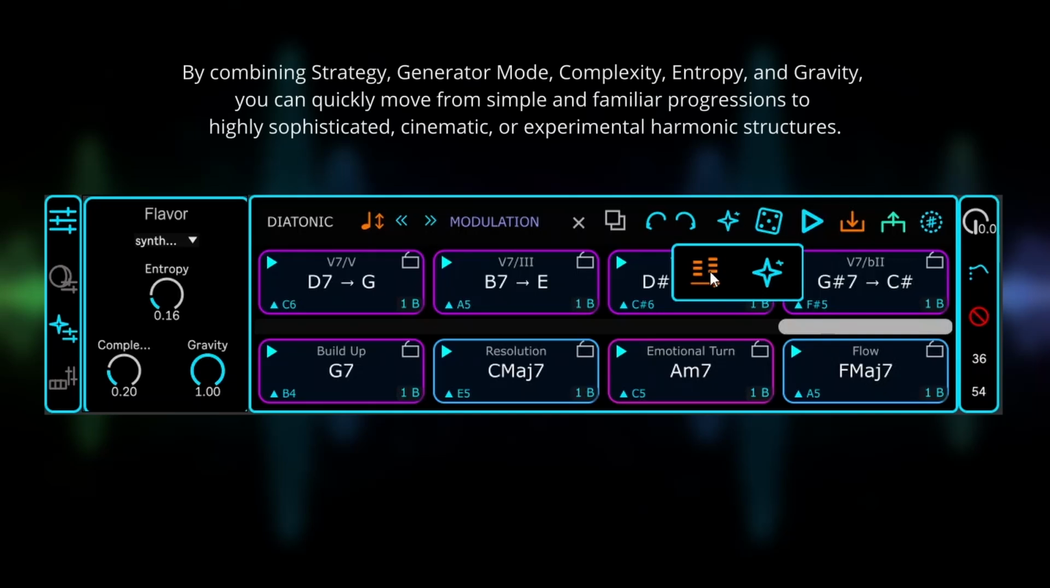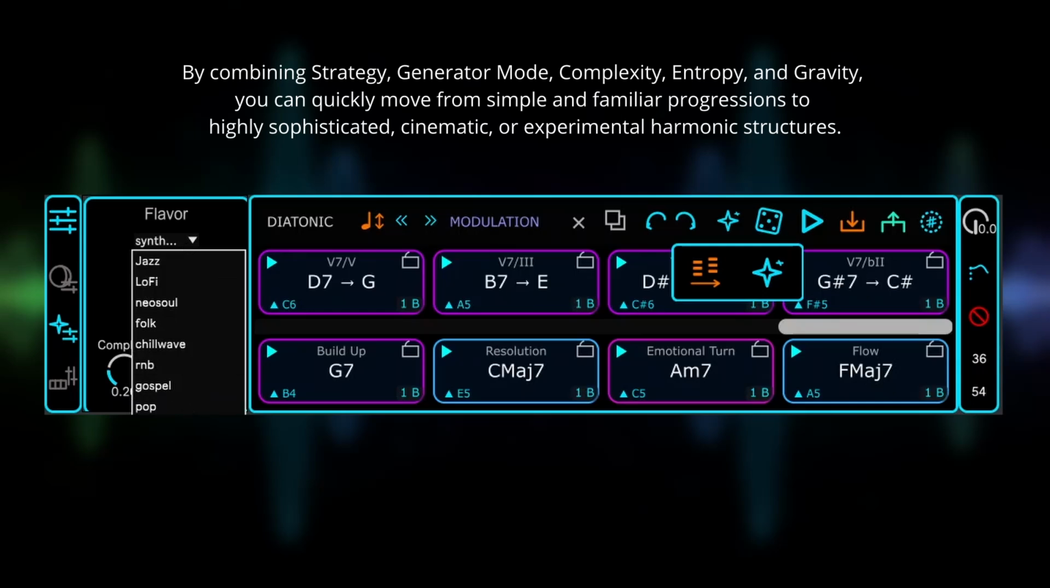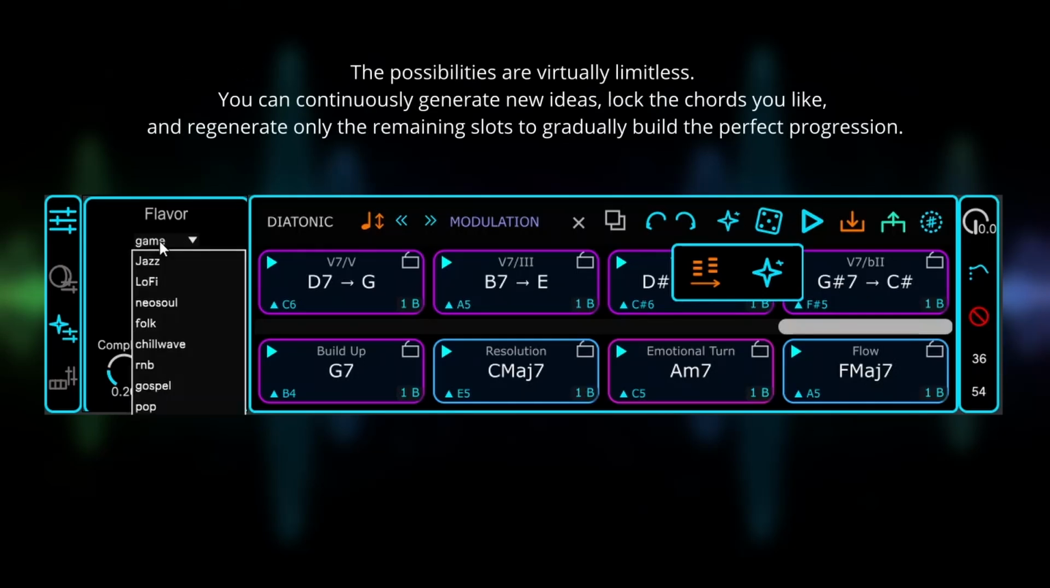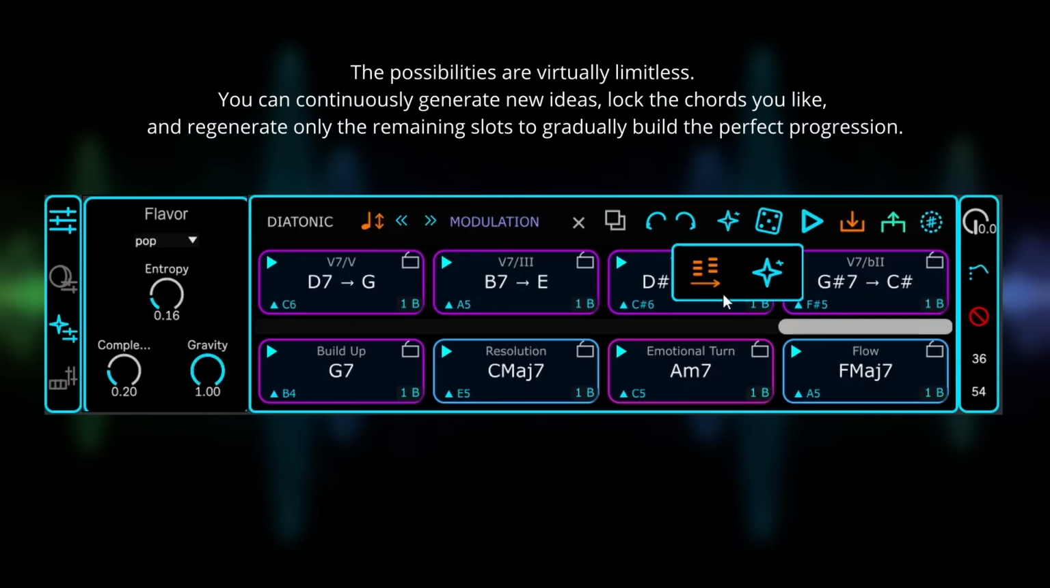By combining strategy, generator mode, complexity, entropy, and gravity, you can quickly move from simple and familiar progressions to highly sophisticated, cinematic, or experimental harmonic structures. The possibilities are virtually limitless. You can continuously generate new ideas, lock the chords you like, and regenerate only the remaining slots to gradually build the perfect progression.